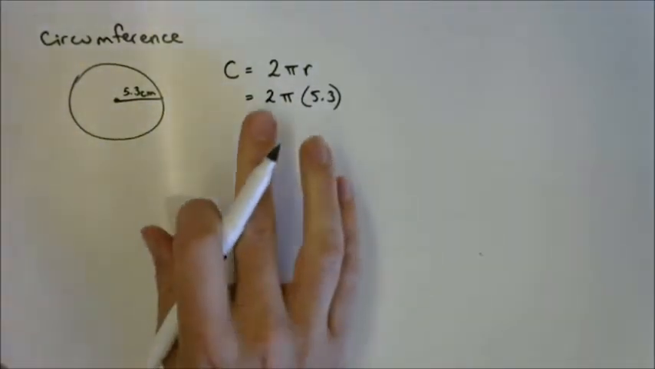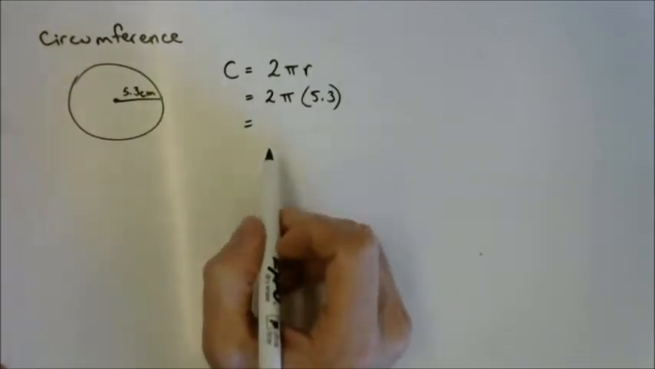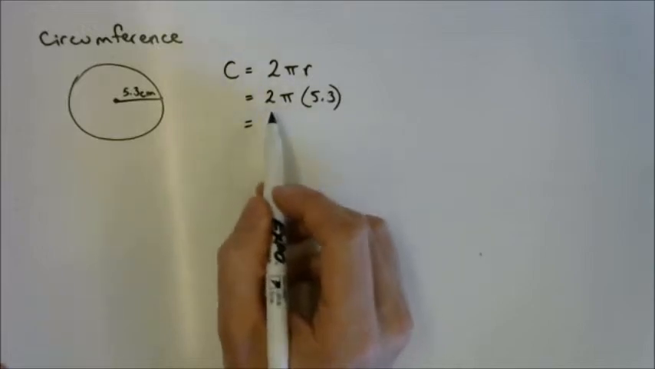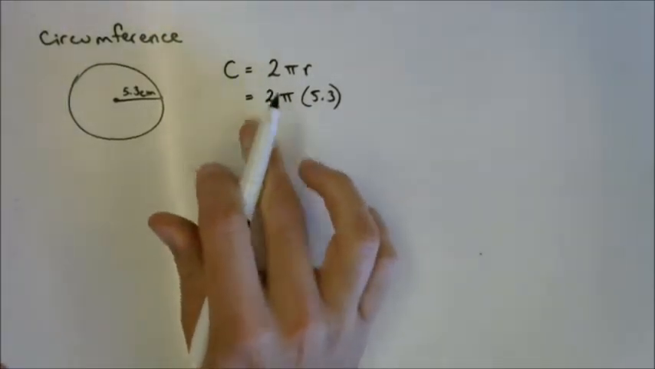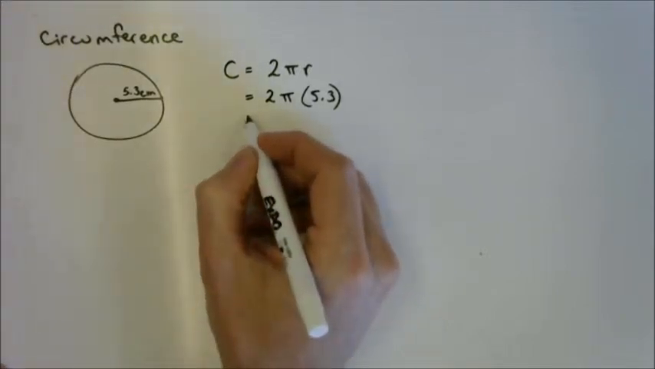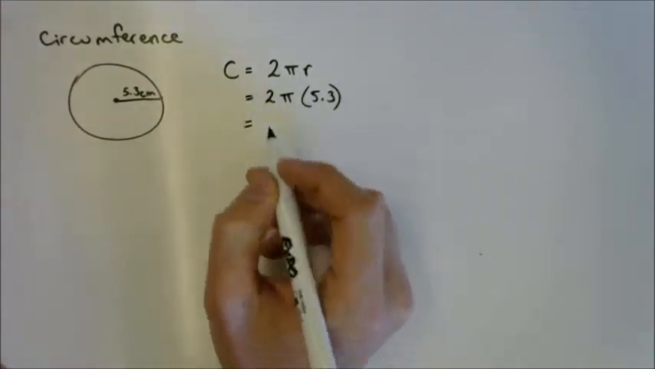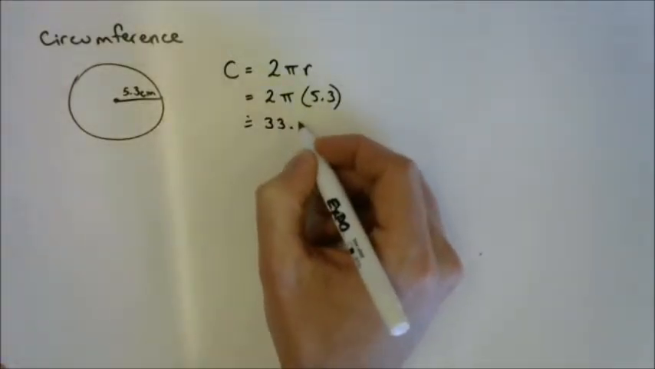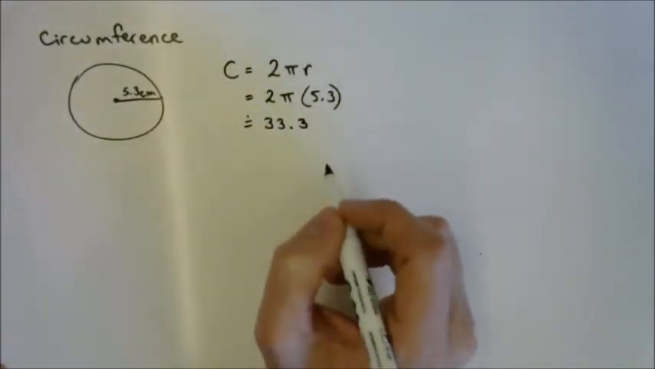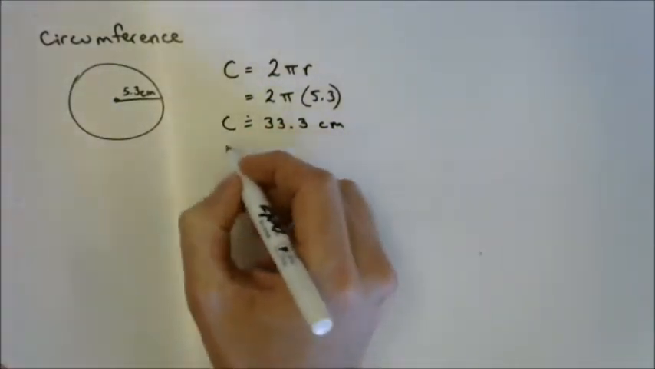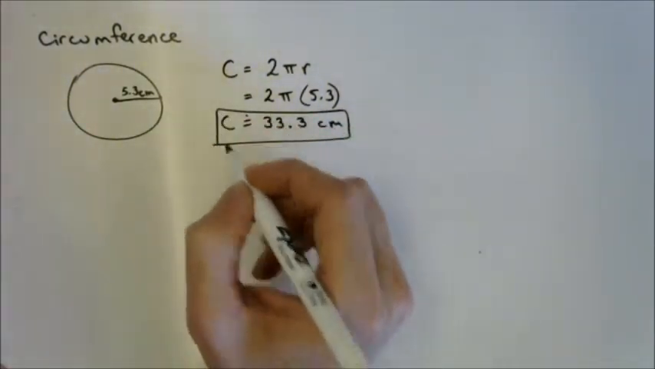Or you could just do pi times the diameter, which is double, 2 times 5.3. 10.6 times 3.14 is 33.284. Rounding to 1 decimal, 33.3. And what are we measuring this thing in? Centimeters.